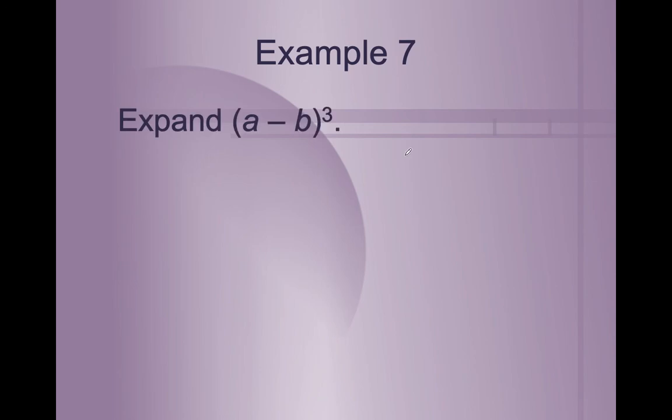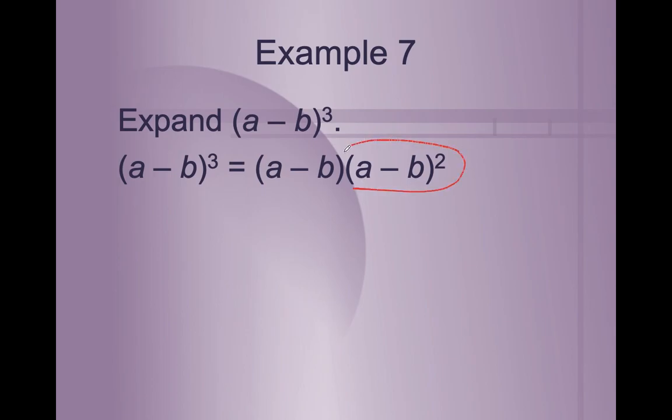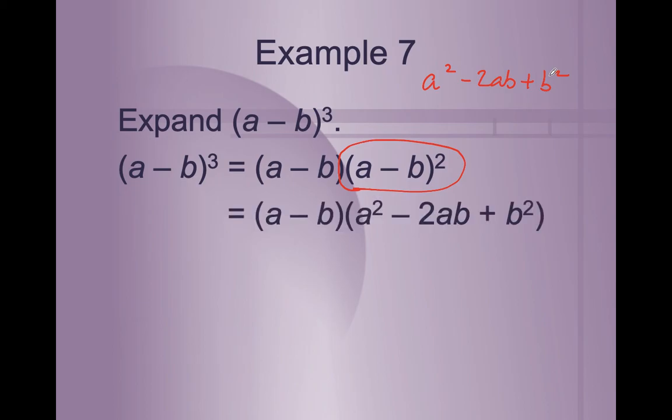All right, last one. Expand a minus b cubed. Well, that's saying a minus b cubed is the same as a minus b times a minus b squared, correct? Well, sure. We're just rewriting it a different way. But notice, what can I do with this guy right here? That's the square of a difference. So that's going to look like a squared minus 2ab plus b squared, correct? So a minus b is going to be a squared minus 2ab plus b squared times a minus b.